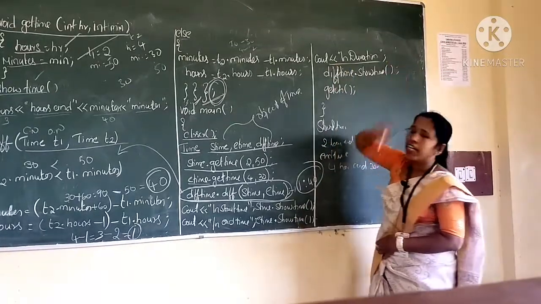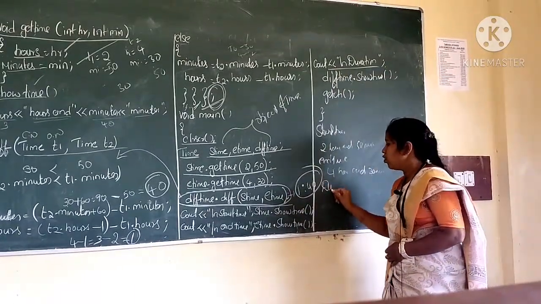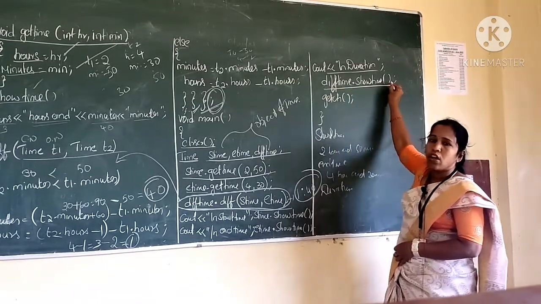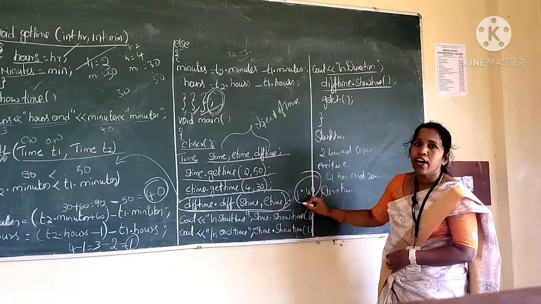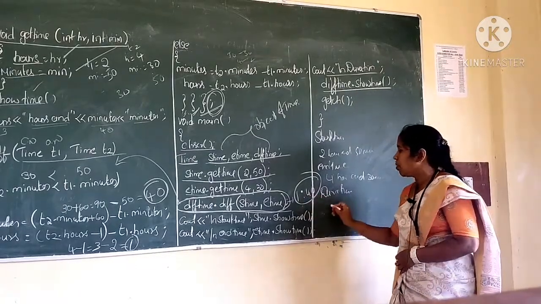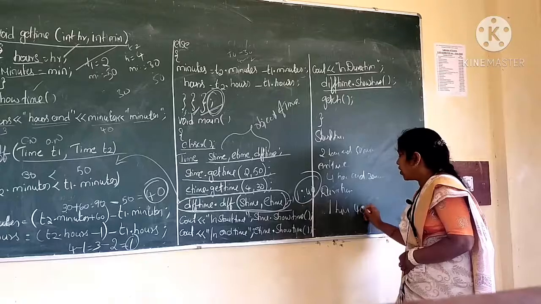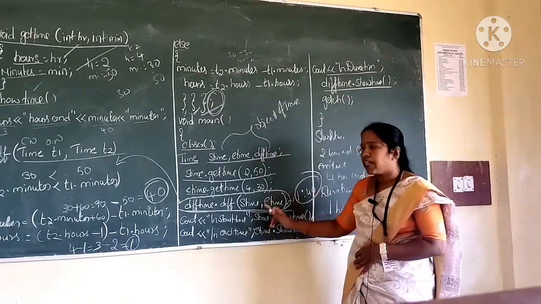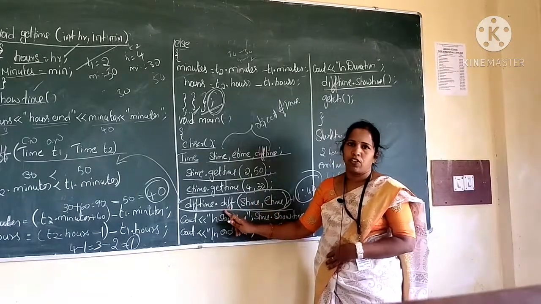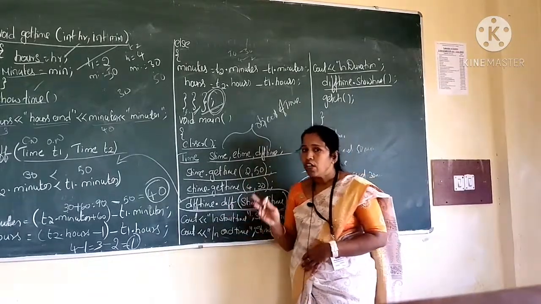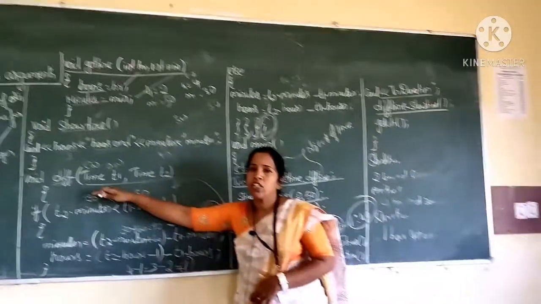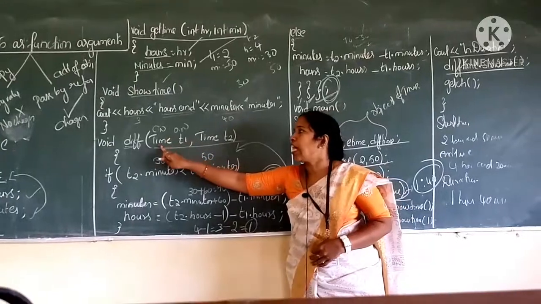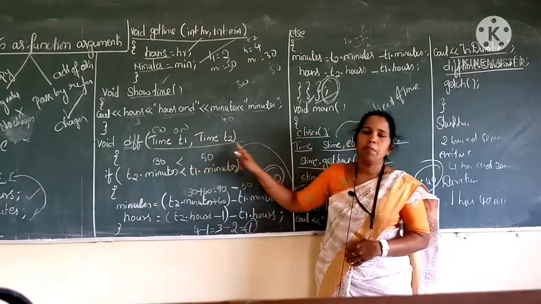Afterwards I want to display the duration. So difference time dot show time. Difference time, how much did I get? 1 hour 40 minutes. So it is going to display 1 hour 40 minutes. So like this I am passing an object as an argument to the member function, right? So whenever you are doing this concept, that parameter should be taken in the form of object creation, that is class name, object name, class name, object name.